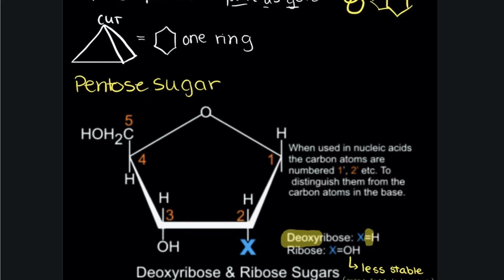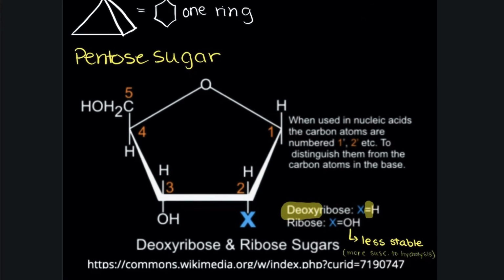So let's take a look at the difference between DNA and RNA. Well, DNA has deoxyribose, so deoxy means it's missing an oxygen. So if we look at the X on this sugar, instead of attaching to an OH, it's attached to just an H, while in ribose, it has an OH. So it is less stable because the OH is more susceptible to hydrolysis.